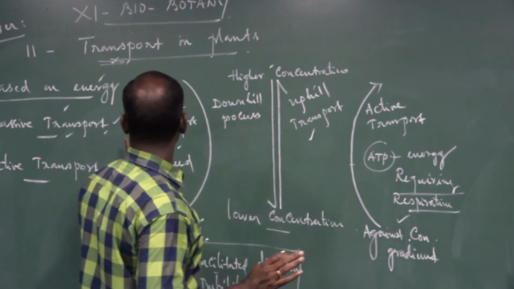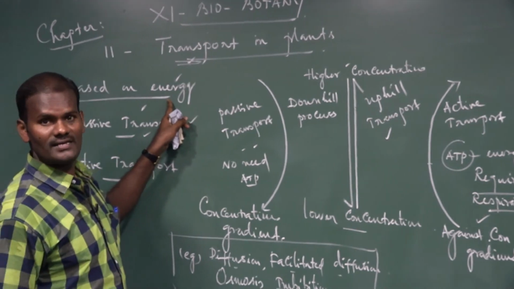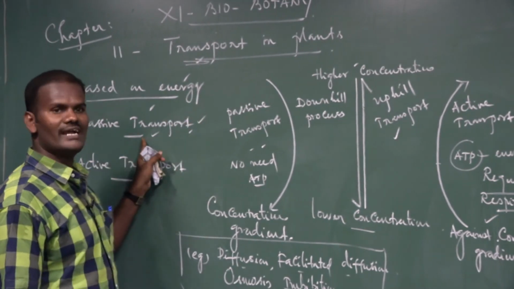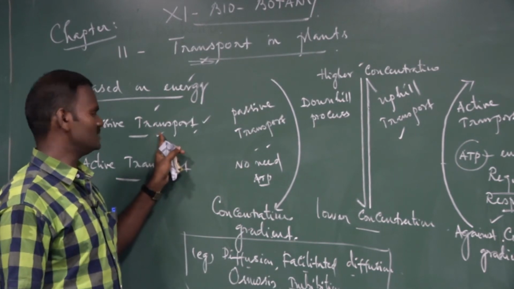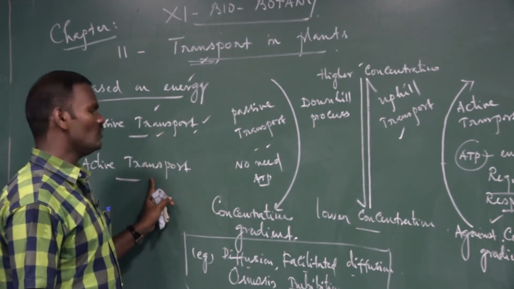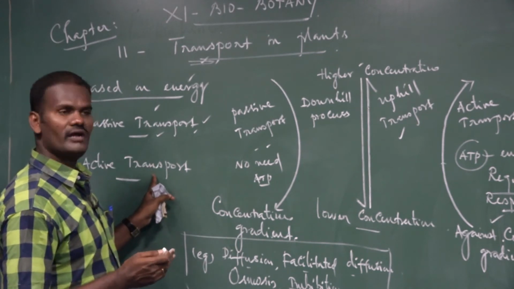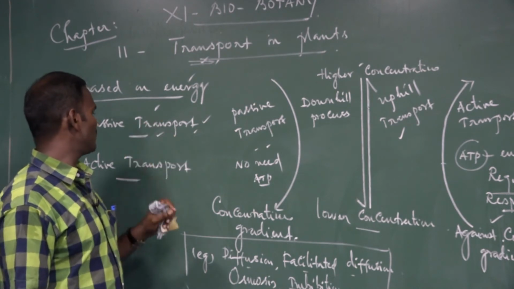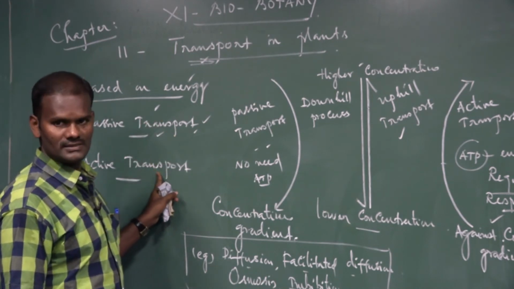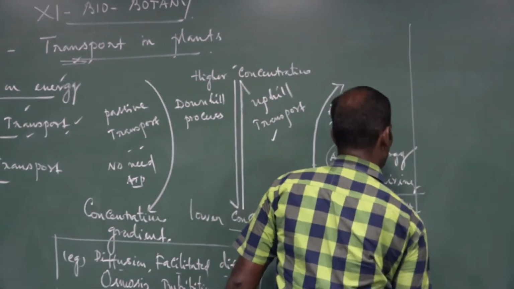So based on their energy expenditure, transport may be classified into passive transport and active transport. Passive is a slow process with no need of energy. Active is actually a fast process, but metabolic energy is required. One is a downhill process, the other an uphill process. The next, we will explain one by one.